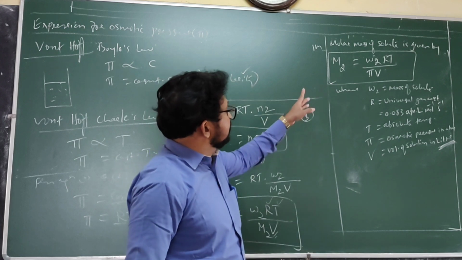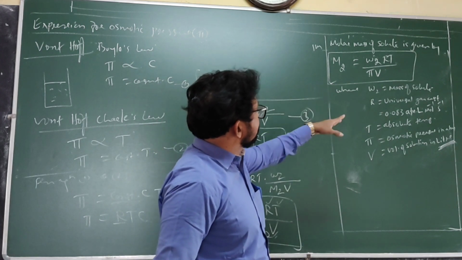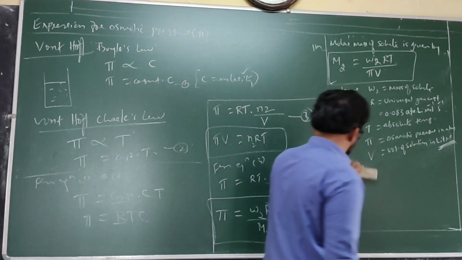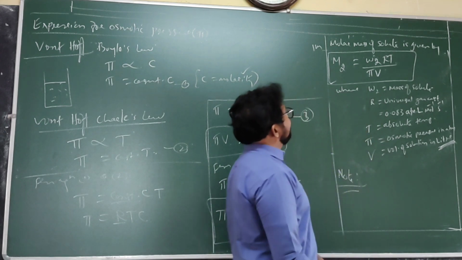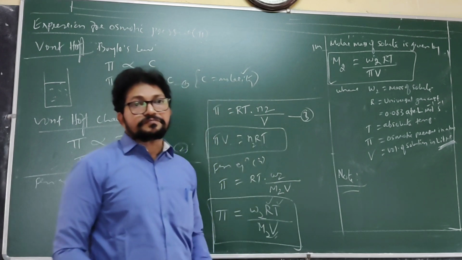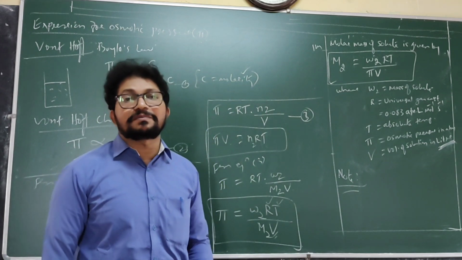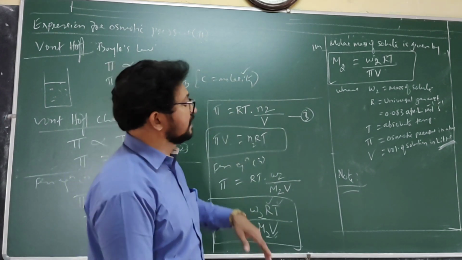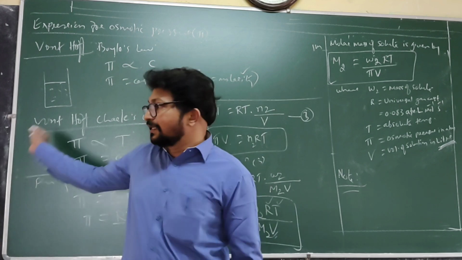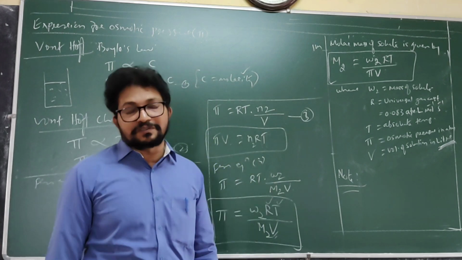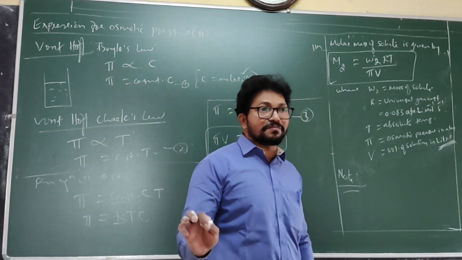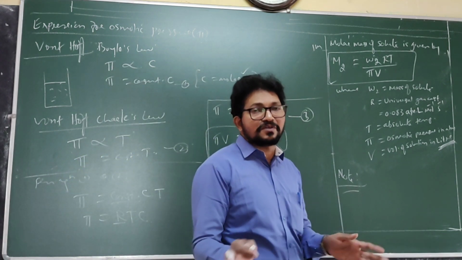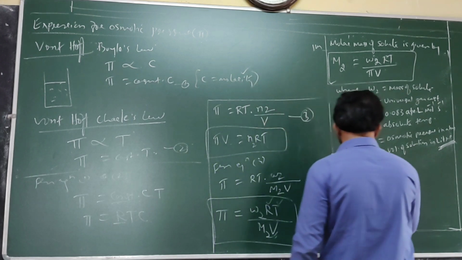So this is the expression for calculation of the molar mass. One important question is: if you have high molar mass, what is the property? What is the reciprocal relation? If it is a protein, the rest of the methods are not useful. So the best method to determine molar mass is what? Osmotic pressure. This is the best method.